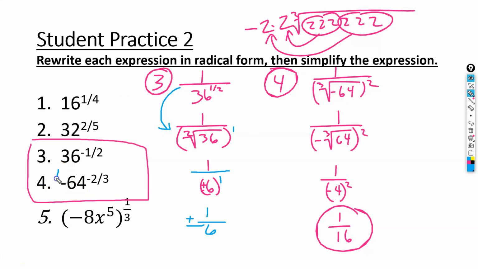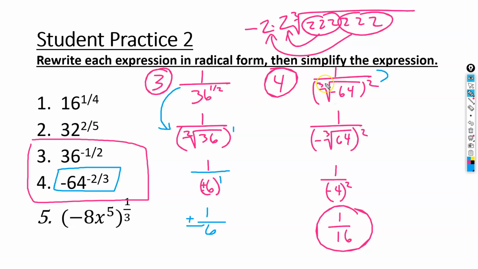So the first thing we do for this is we're going to rewrite it as the reciprocal. And I also did 2 steps there. I also rewrote it as a radical. So this is the first 2 steps combined into one. I moved it to the denominator. I put the 3 as the root, the 2 as the power, and the negative 64 there as the radicand.